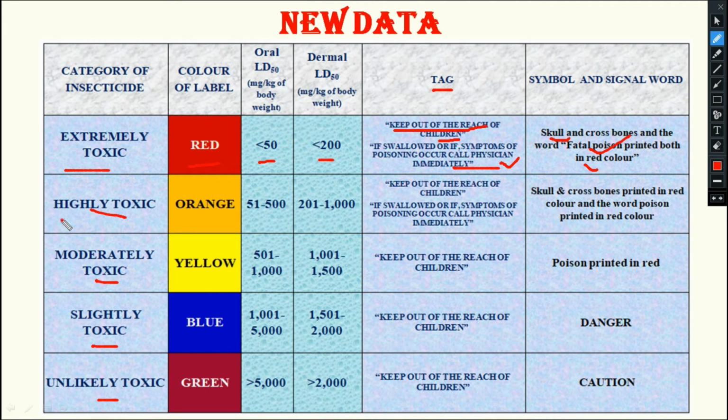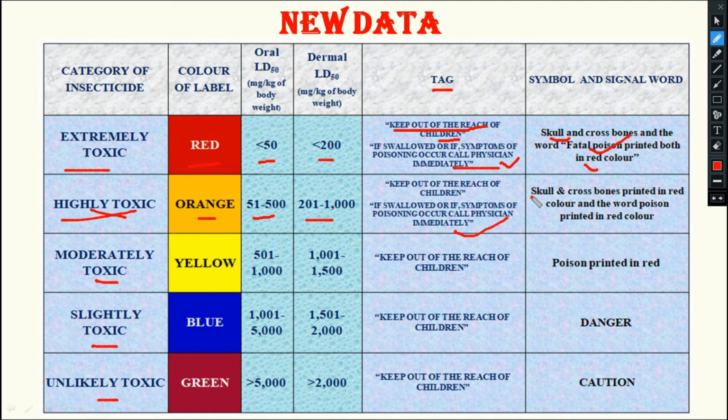Now coming to your highly toxic. You see the color is orange. Oral LD50 value is 51 to 500. Dermal LD50 value is 201 to 1000. What is the tag? Same here: keep out of the reach of children. If swallowed, if symptoms of poisoning occur, again call the physician immediately. The same tag will be there, but the symbol and signal word are different.